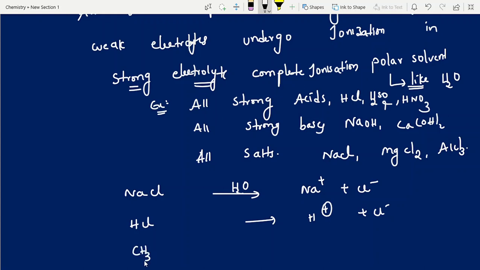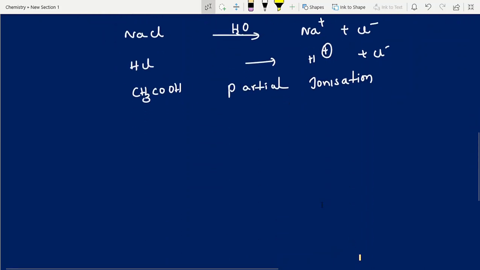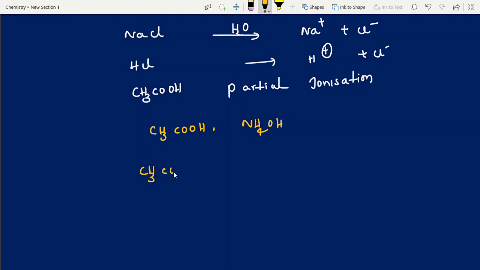Suppose you take a weak electrolyte, what happens here? Partial ionization, or less ionization, takes place. The best examples which we use frequently are acetic acid and ammonium hydroxide. These are weak electrolytes. Now look into this. CH3COOH, if you put in water, a polar solvent, then what happens? It dissociates into CH3COO minus plus H plus. It is partial dissociation only, but it became two particles.